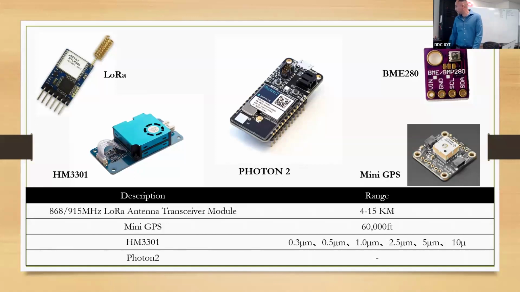A little bit of information, as you mentioned, the 0.3 micrometers all the way up to 10. The GPS can go up to 60,000 feet, according to the data sheet for it. I didn't test that parameter. I don't know if I'd be able to see it, so it has to be a visible site for myself. And then, of course, the LoRa module going anywhere from 4 to 15 kilometers.